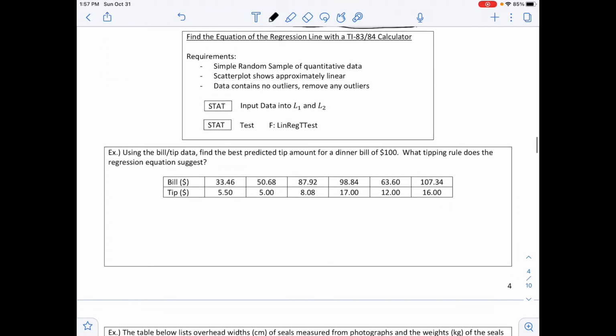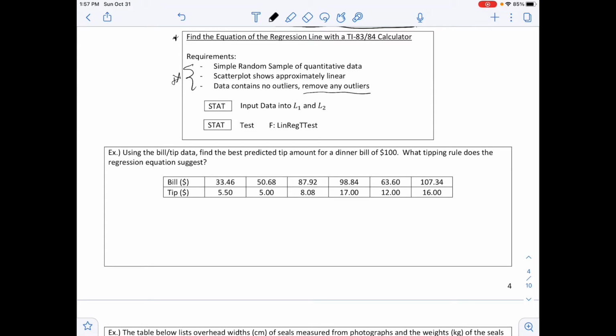Right below this, we have some steps. To find the equation of the regression line with the TI-83 or 84 calculator, we first need to check that the requirements are met: it's a simple random sample, the scatter plot shows an approximately linear relationship between the two variables, and the data contains no outliers. Remove any outliers if we have any.